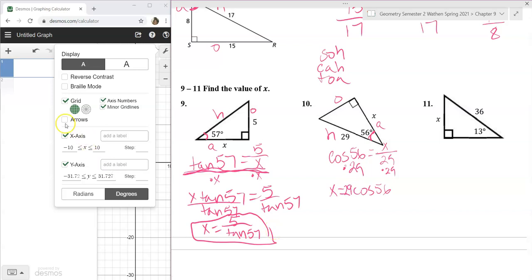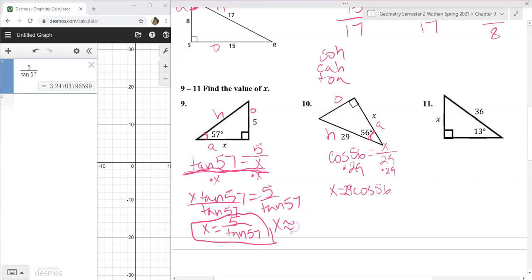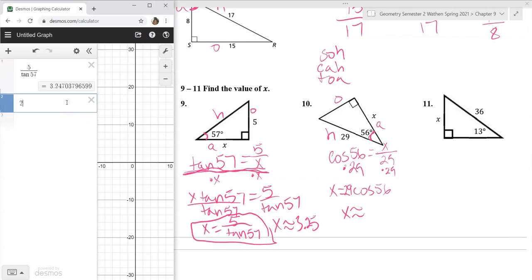Oh, in number 9, I forgot to go ahead and get our decimal approximation. It doesn't tell us we need it, and on the test you're going to be asked to leave it in the trig function form, but it's good practice. It also helps you check your work because, of course, if you're looking for a shorter side, it shouldn't be longer. If you're looking for the hypotenuse, it should be the longest side, all that good stuff. So x for number 9 is approximately 3.25, and x in number 10 is approximately 16.22.